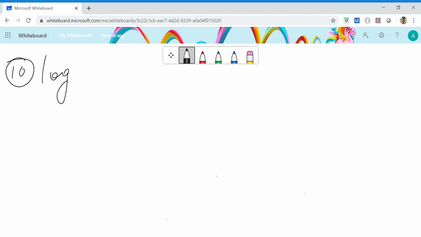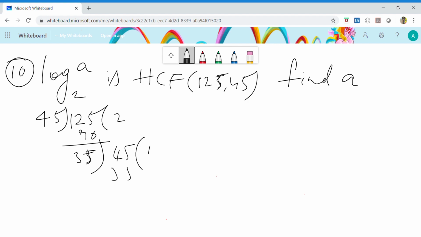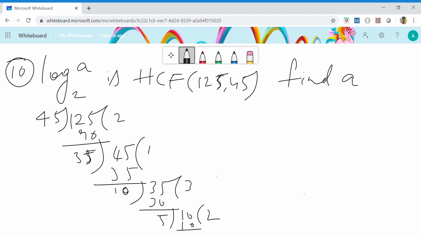If log a to the base 2 is the HCF of 125 and 45, then find the value of a. HCF we can do by Euclid's division lemma. 125 divided by 45 goes 2 times, 90, and 35 is the remainder. Then 45 becomes the dividend: 1 time 35, so 10. 10 becomes the divisor and 35 becomes the dividend: 3 times 30, 5; 10, 2 times 10, 0. Whenever 0 remainder comes, whose divisor is the HCF? So HCF is 5.